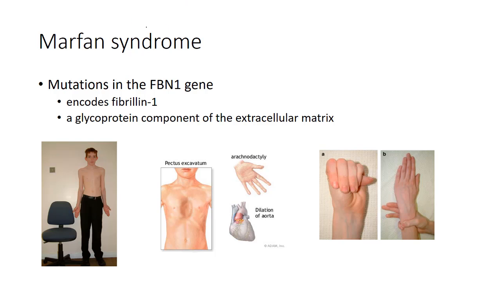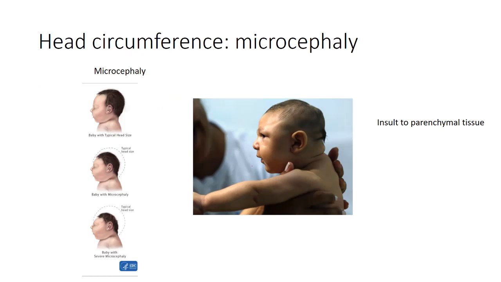Marfan syndrome is associated with mutations in the FBN1 gene, which encodes fibrillin, and that's a component of the extracellular matrix. And this is a photograph of a child with Marfan. They tend to be tall and slender, but classically they have very long extremities, and they have a long arm span if they extend their arms, compared to their height. They may have a pectus, long skinny fingers, dilation of the aorta, thin wrists, and a variety of other findings.